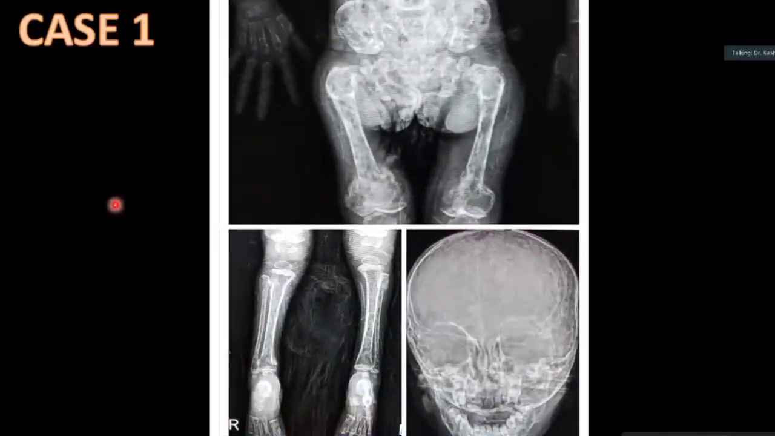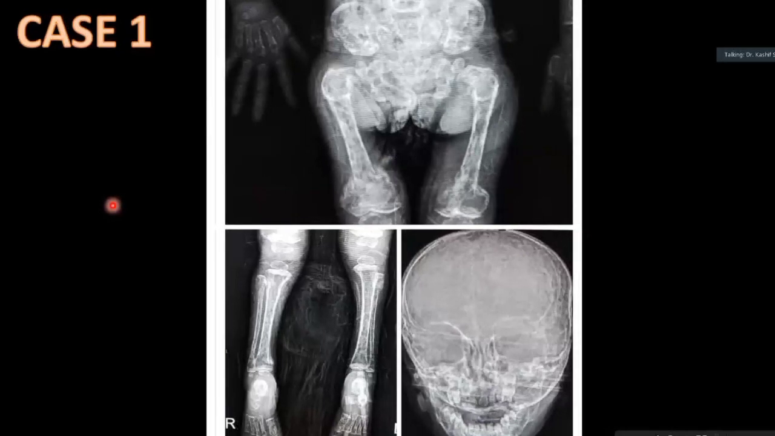This is a 6-month-old child presented with lethargy and extensive crying. So a babygram was taken and a skeletal survey was performed.